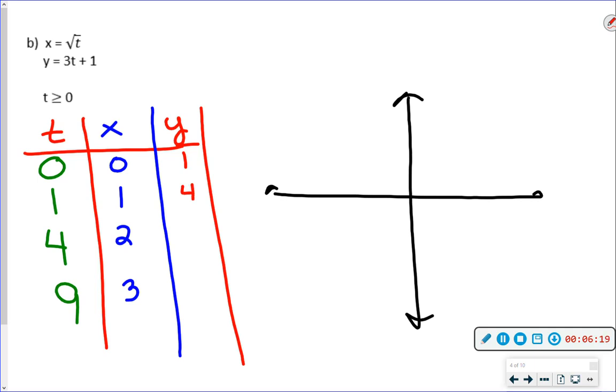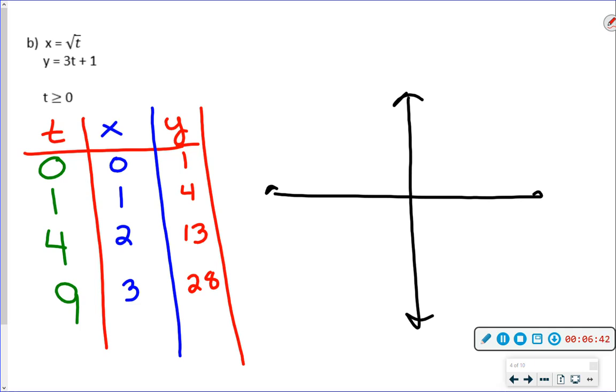3 times 4, this one's making me nervous. I think it's going to be off the graph. I don't know. What's 3 times 4 plus 1? I'm going to graph that one. What's 3 times 9 plus 1? Okay. So, am I going to do the 13 and the 28?